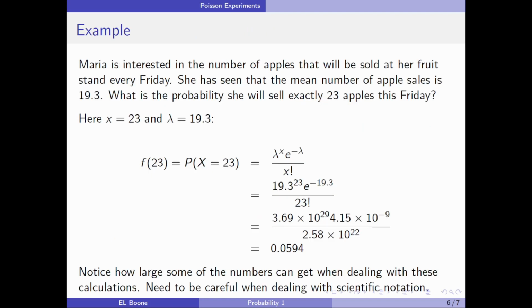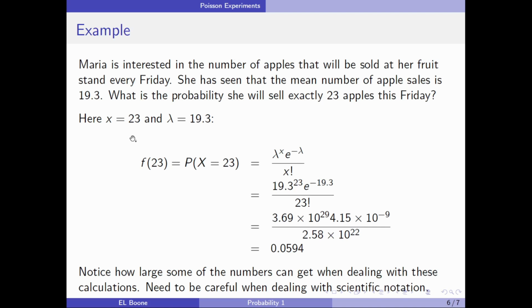Okay, so here's a quick example. Maria is selling apples. She wants to know how much she's going to sell this Friday. Why would I want to know that? Well, if I'm selling apples, I want to know how many to bring, right? If I'm selling lots of apples, I want to bring lots of apples. But if I'm not selling a whole lot of them, I don't want to bring a whole bunch of them. So this gives her ability to look at the probability that she'll sell a certain amount of apples.